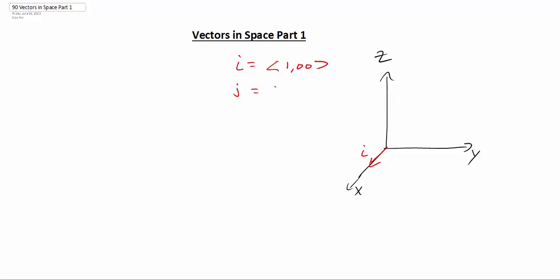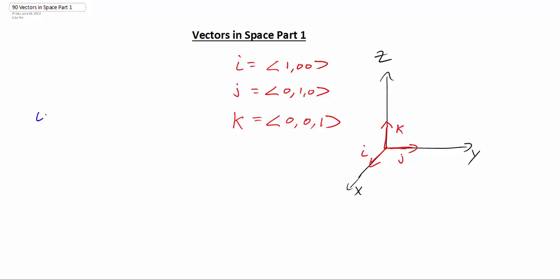And then j is going to be the vector 0, 1, 0. That's going here on the screen left or right, so that's going 1 unit to the right. And now, since we introduced the z-axis for 3 space, we now have k, which is 0, 0, 1. So that's the unit vector going straight up 1 unit. So here we now have the vectors i, j, and k, whereas before we were just looking at i and j in 2 space. So a lot of the things are going to be the same. It's just we're introducing the third dimension here for k as 0, 0, 1.